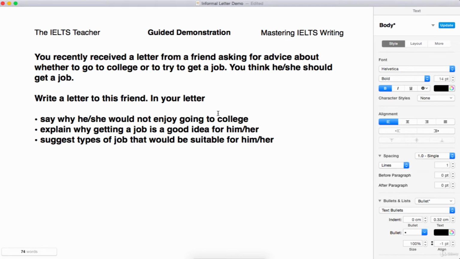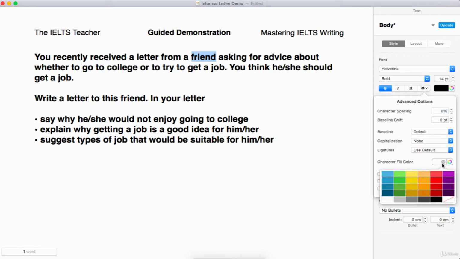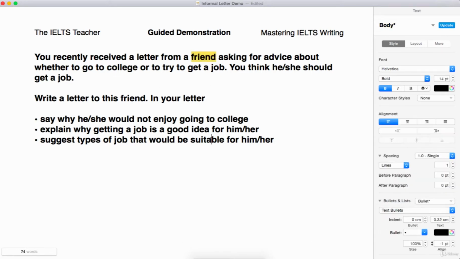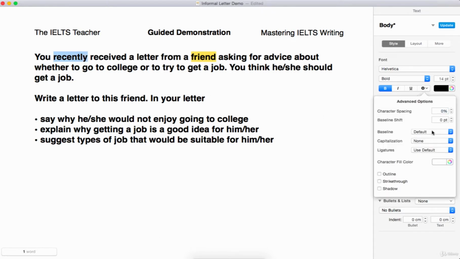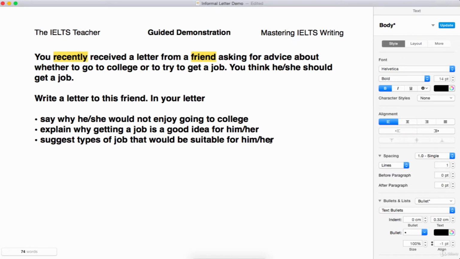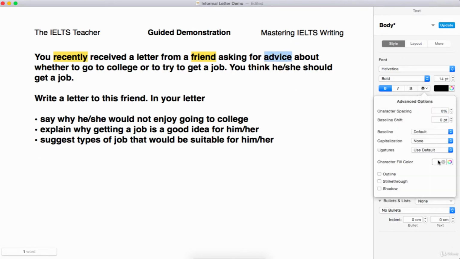We've already talked about a couple of them. So we have a letter from a friend. You may even feel like it's a good idea to highlight the word recently. It may be relevant for your letter. Maybe you wouldn't talk about things that happened a long time ago, as it wouldn't be relevant. And we have advice, as we just mentioned. That's going to be the purpose of this letter.